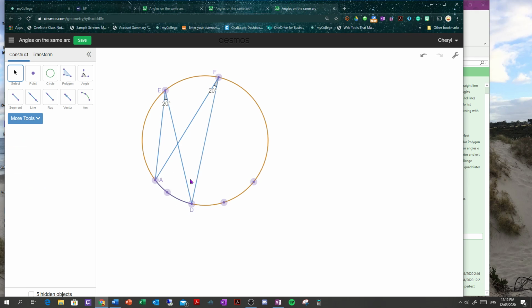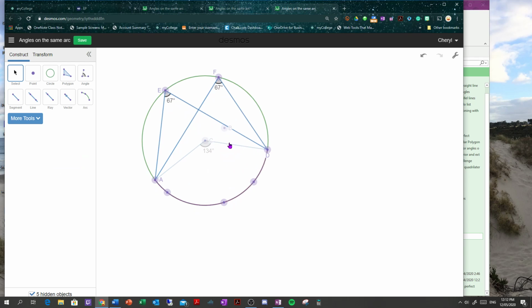So AED still shares the arc. If I wanted to hide that, there's the arc. And then if I unhide, how do I unhide? I probably shouldn't have done that. Unhide. Right? So those still share this purple arc here, and so they're going to be equal.